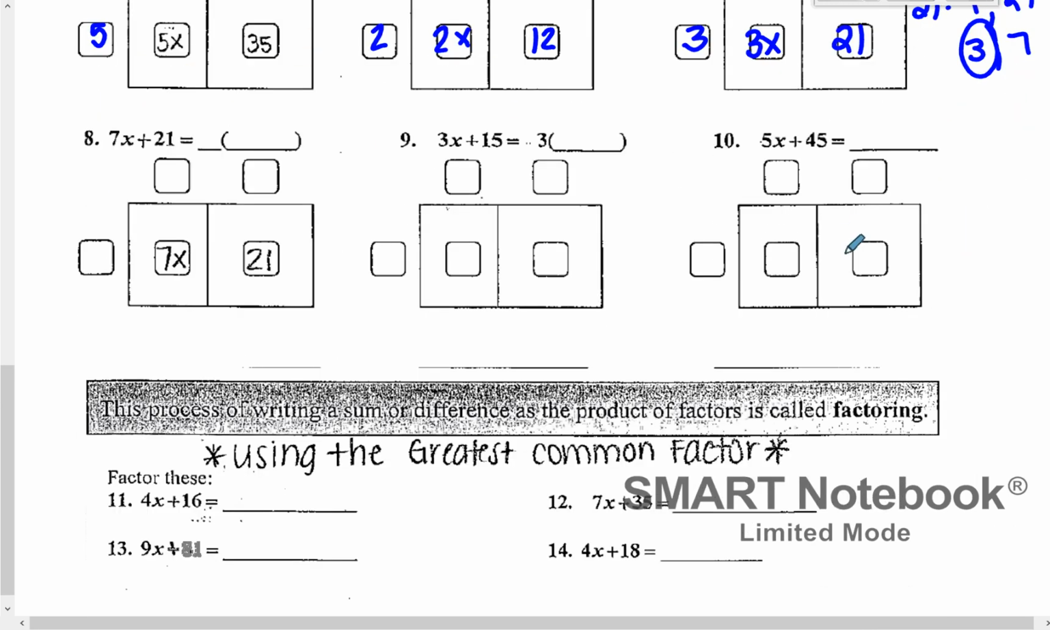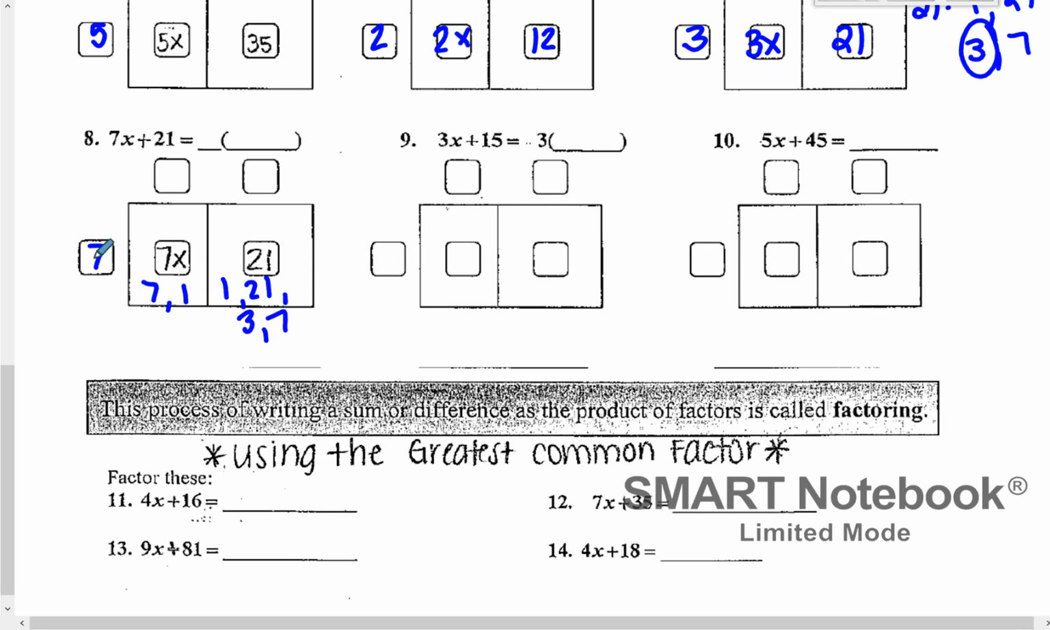All right. This next one is 7x and 21. Same idea. What can 7x and 21 both be divided by? That's the greatest common factor. Well, the factors of 7 are 7 and 1. So we're looking at the greatest common factor. Can 21 be divided by 7? Yeah. So that greatest common factor is going to be 7, because the factors of 21 are 1, 21, 3, 7. The greatest one in common is 7.